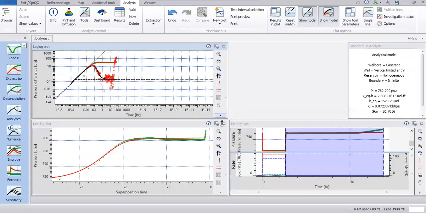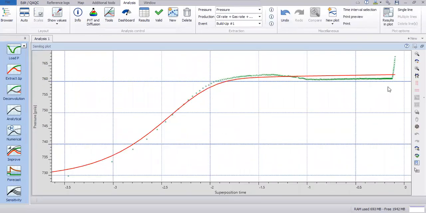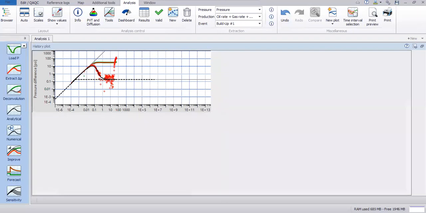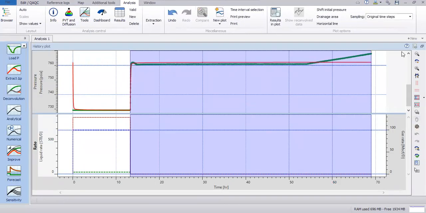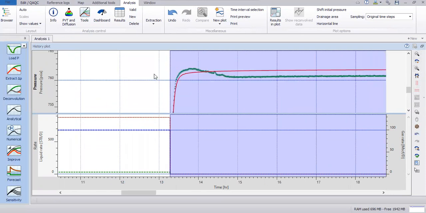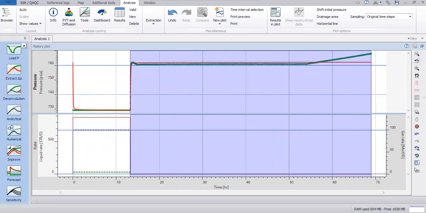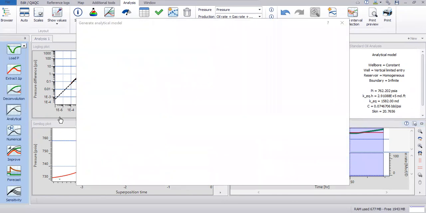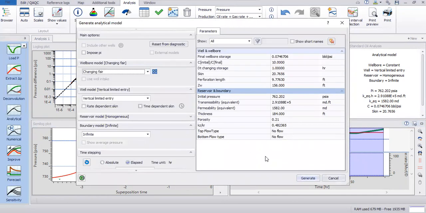Okay, and let's see what we can do with this one. So if I decrease this one, okay, it's okay. This one is still okay. But for this one, yeah, we see a hump there. I think we can try to follow the hump using changing wellbore storage. So yeah, let's use changing wellbore storage.